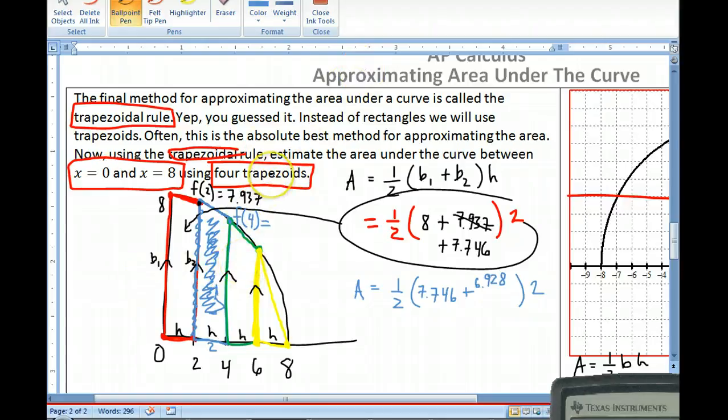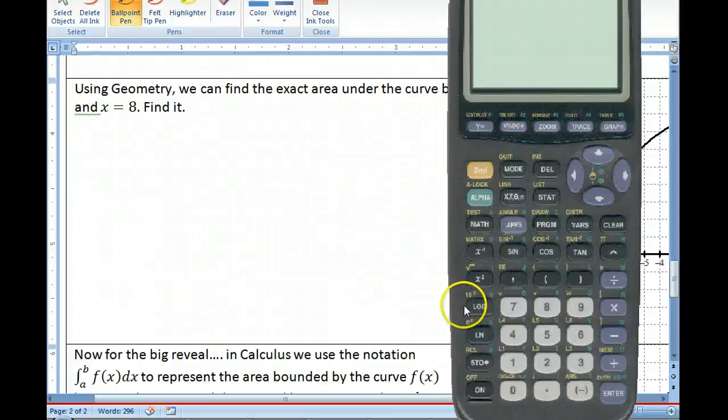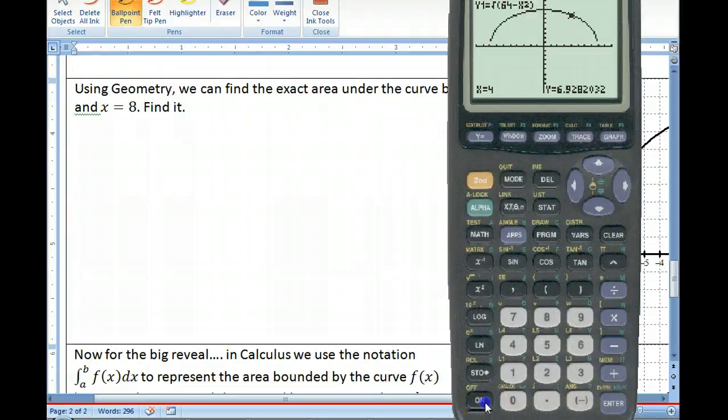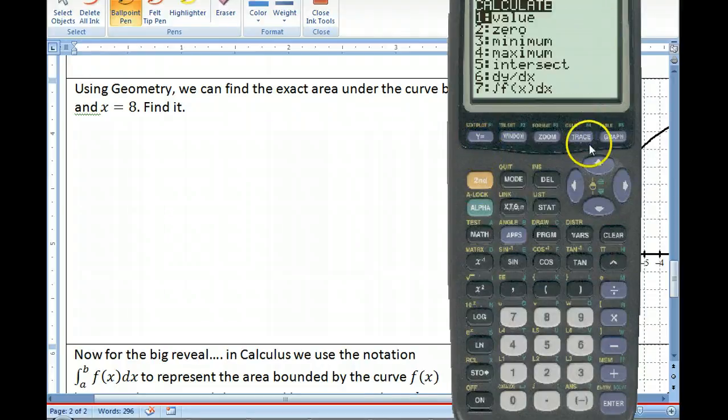Pi o'clock. Okay, can you guys join the class? Isn't it second trace? Yes, it's under second trace.